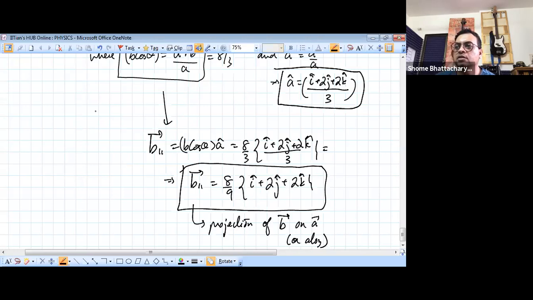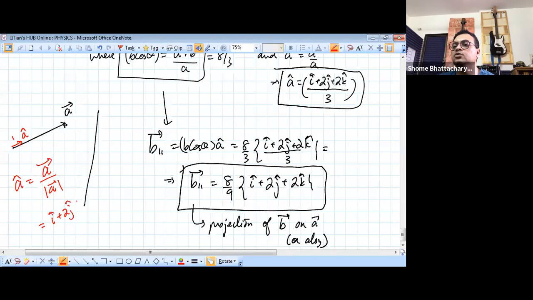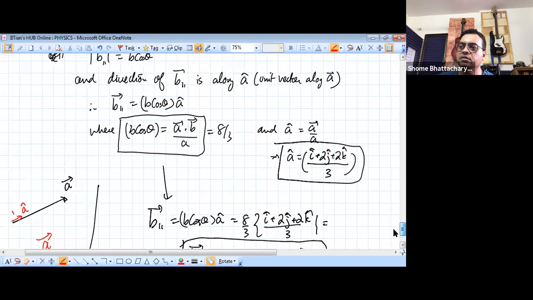Okay. So Shikhar, again, what we mean by A cap is this. If this is the vector A, then A cap is simply a unit vector along the same direction. A cap is nothing but vector A divided by its own magnitude. So that is I cap plus 2j cap plus 2k cap divided by its own magnitude. And it's not related to B. It's along A. What does A cap mean here? That it is a unit vector along the direction of A.